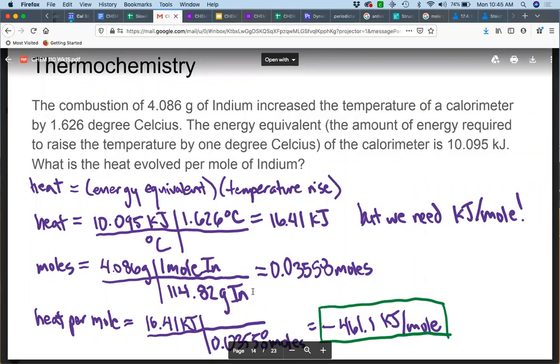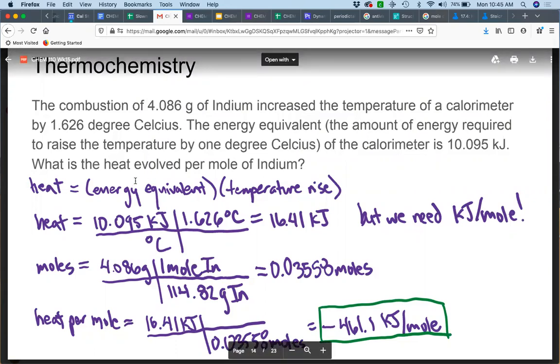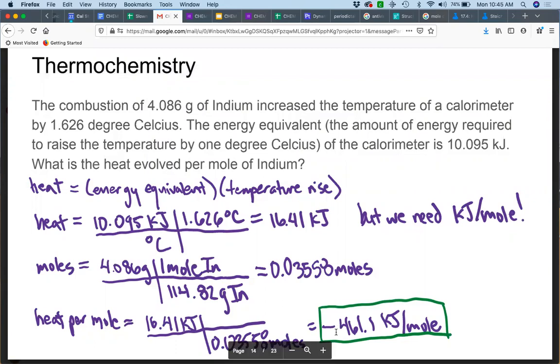Notice, right, because of the word evolved, anything that is heat evolved means that I should have a negative sign here, because that's energy or heat being given off. So the sign is a really critical part of the solution to this problem.